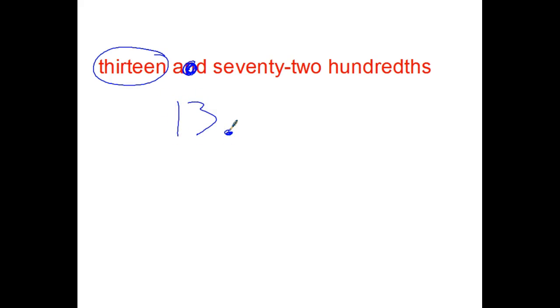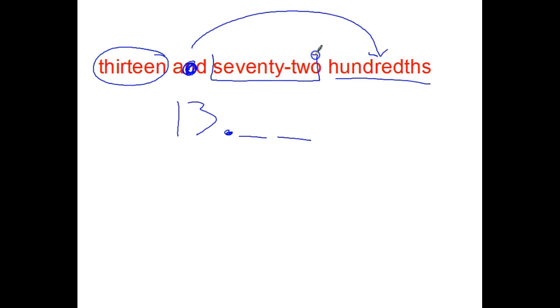and then here's kind of a tricky part. After the and, we're going to skip way down here to the last word because it's going to tell us how many decimal places we have after the decimal. Since we have hundredths, and remember there was tenths, hundredths, I know I have two spots there. And now I'm going to put my chunk in there, 72, written in the two-digit spot. That's 13 and 72 hundredths.